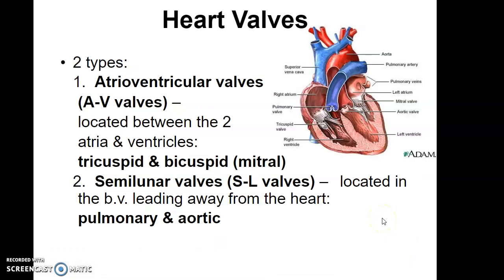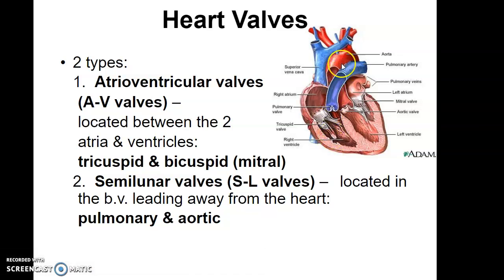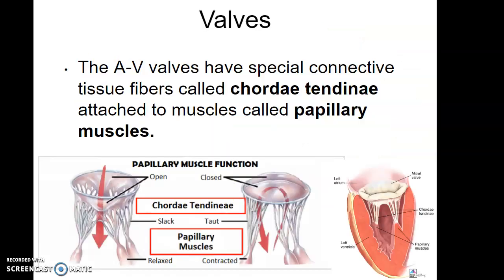Now we don't have them in the semilunar valves because this part of the heart doesn't pump. So there's nothing pushing blood this direction. So we only need them here and here. We don't need them here and here. And the heart does what the heart wants, as they say, right? The heart doesn't need those valves, so we don't have them.